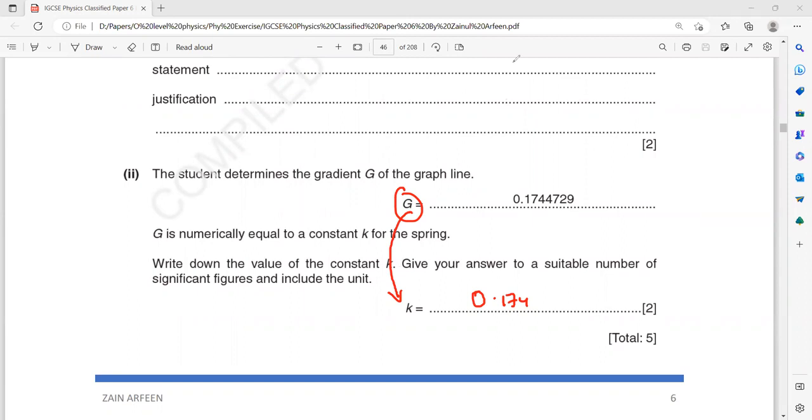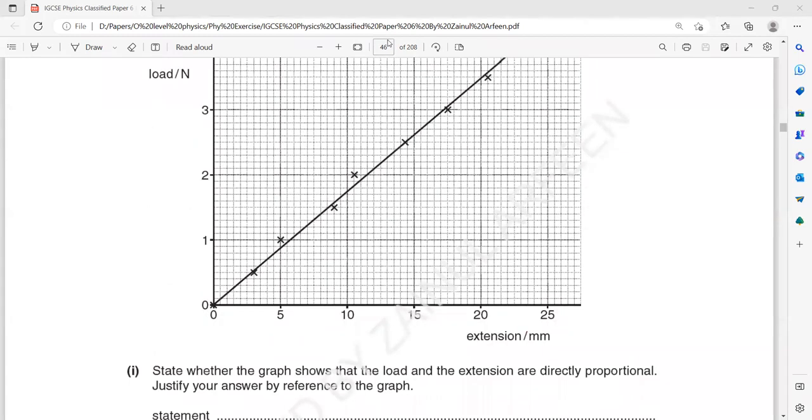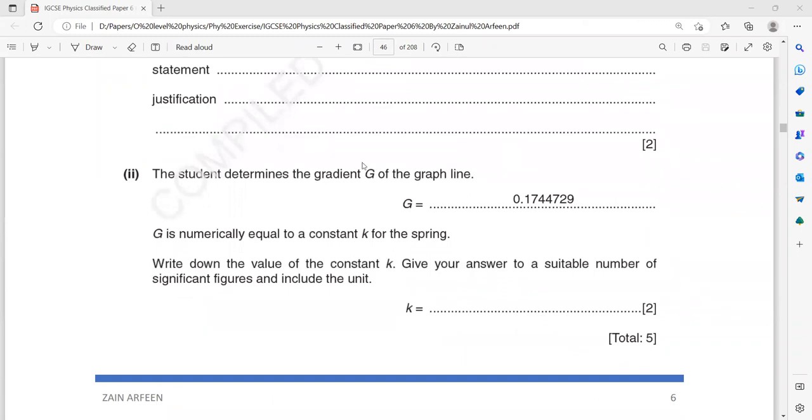And then the unit: how to work it out? You have to check the graph, because the unit of k is force divided by extension. Force is in newtons and extension is in millimeters. So we'll say that it is 0.174 newtons per millimeter. How do we work out the unit? Because we know k is the force divided by extension, so force is in newtons and extension is in millimeters.